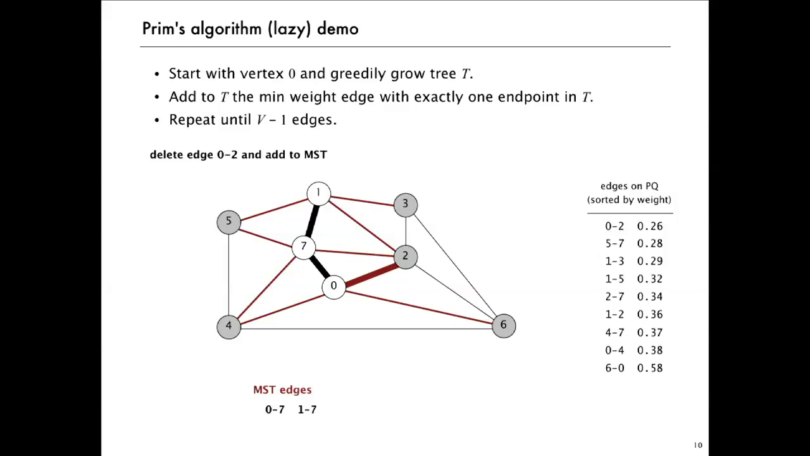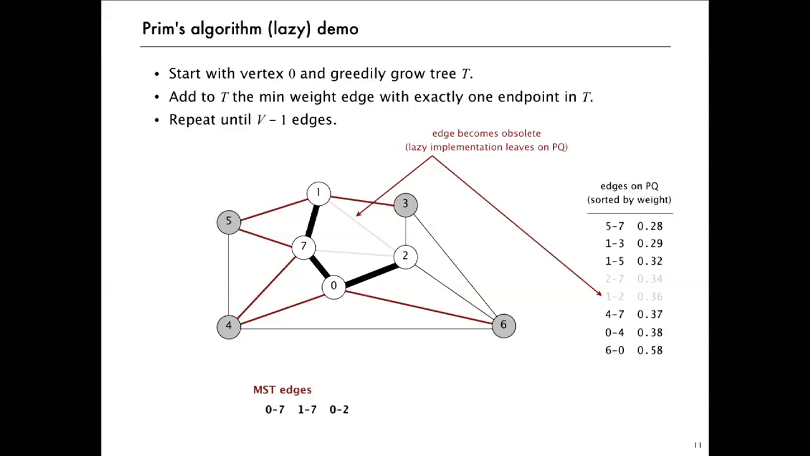So now 0, 2 is the smallest, so we take 0, 2 and add it to the MST. Notice that once we add 2 to the MST, this edge between 1 and 2 becomes obsolete. It's never going to be added to the MST. At the time that we put 1 on, we thought maybe that was a good way to get to 2, but now we know there's a better way to get to 2, so that edge becomes obsolete. And the lazy implementation just leaves that edge on the priority queue. So now let's continue.